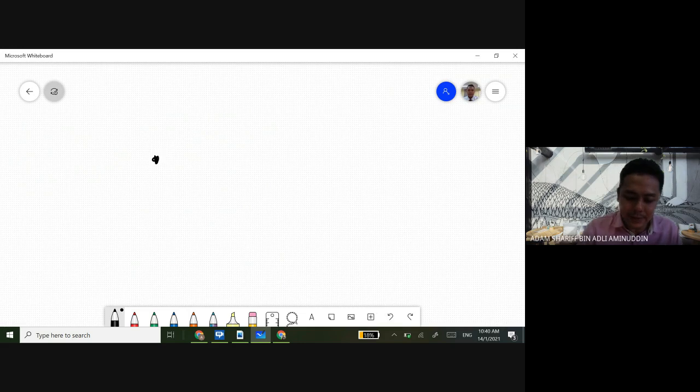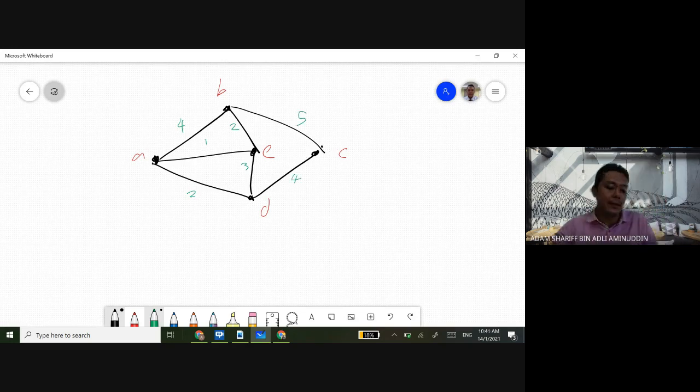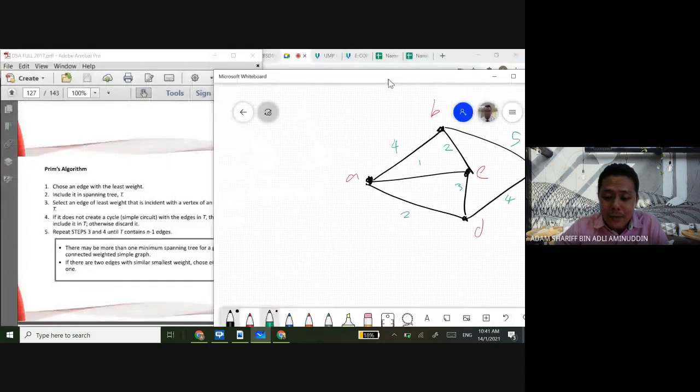Mungkin besar lagi lah. A, B, C, D and E. And also the weight 4, 1, 2, 3, 2, 4, 5. Okay. Alright, let's look for the Kruskal.